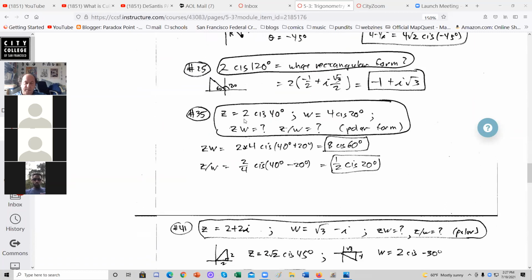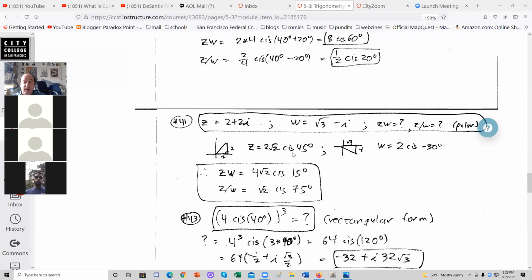Here we have Z is 2 cis 40 degrees. W is 4 cis 20 degrees. What's their product? What's their quotient? Leave it in polar form. Their product, well, you multiply the lengths, 2 times 4, cis of, add the angles, 40 plus 20. So you get 8 cis 60 degrees. Their ratio, well, you divide the lengths, 2 divided by 4. And you subtract the angles, 40 minus 20. So you get 1/2 cis 20 degrees.